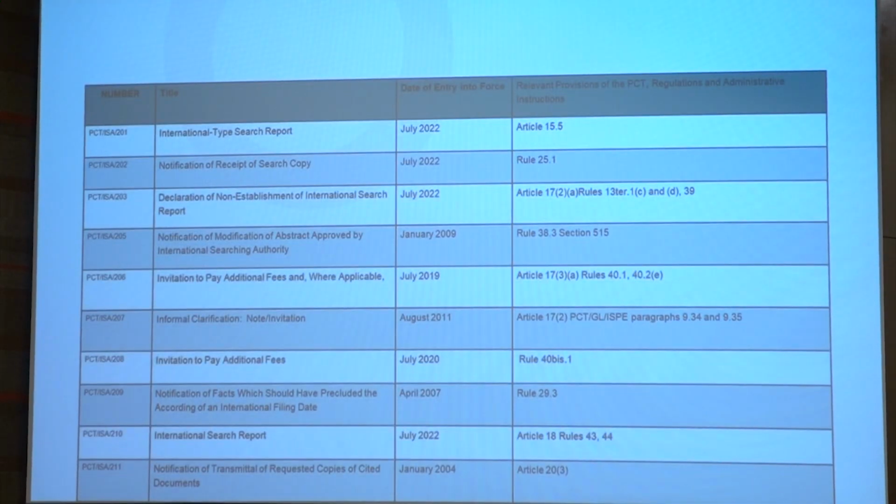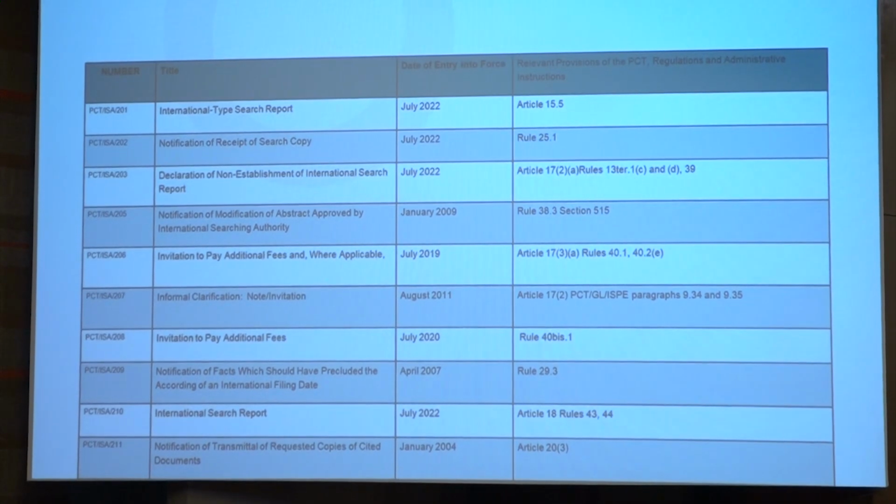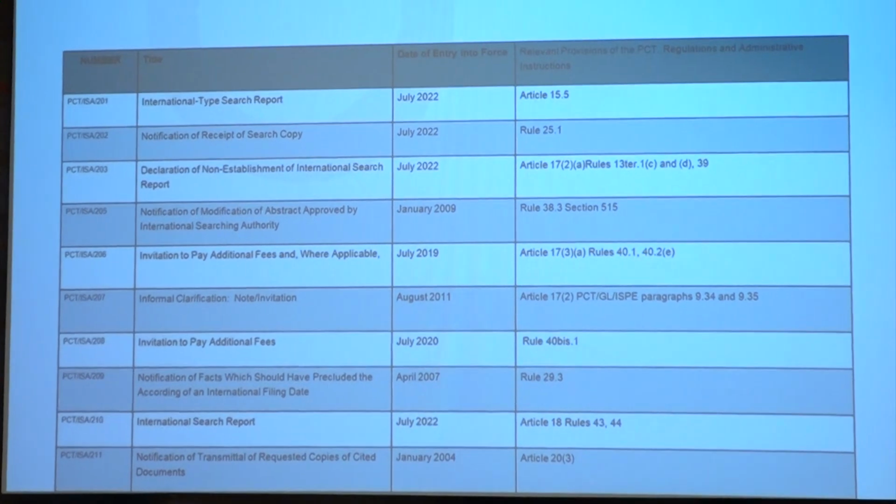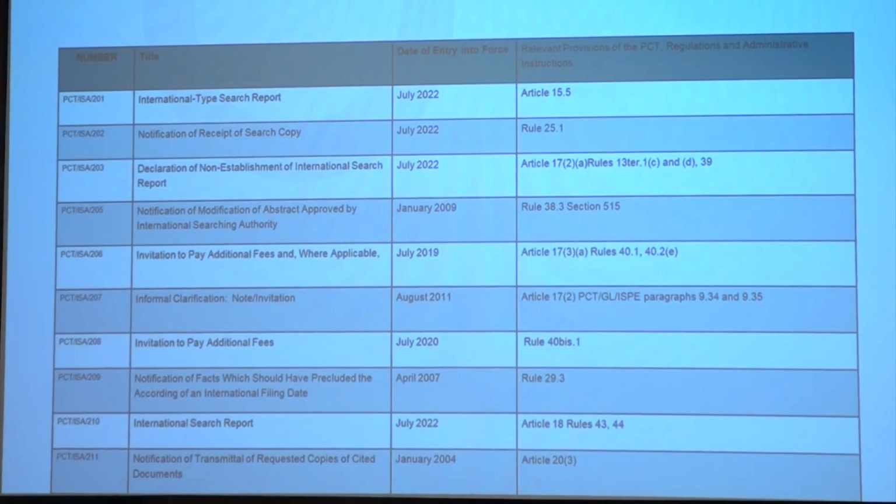For communication, particularly in the ISA and IPEA, there are certain forms, including PCT, RO, etc. The communication between the office and the applicant has to be made in these types of forms. There are so many forms. I think they may not be available here, but you can access them on the internet itself.